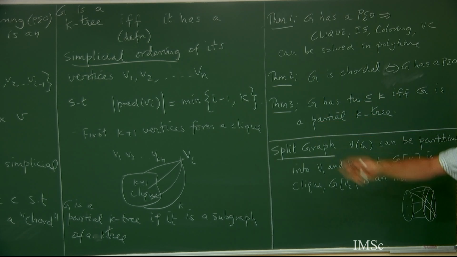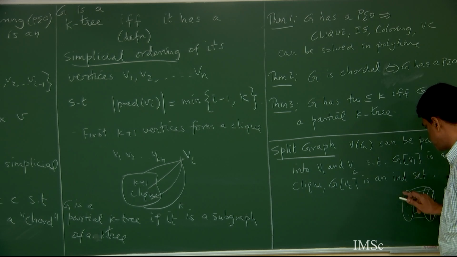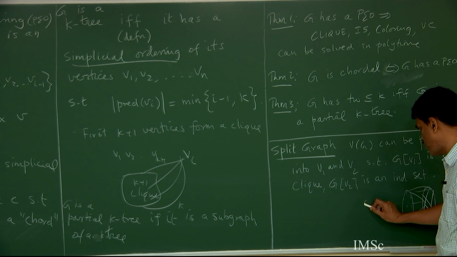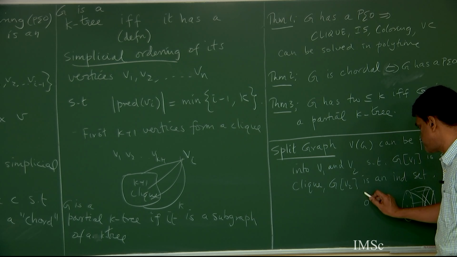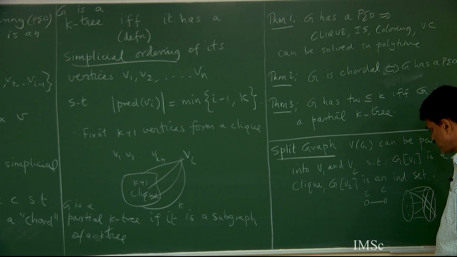But if you simply use the definition of a chordal graph, you do not have a large induced cycle. How will you get a large induced cycle? Since this is an independent set, let us say you have a cycle of length 4. This is my independent set and clique, it has to start here, and suppose it is chordless.